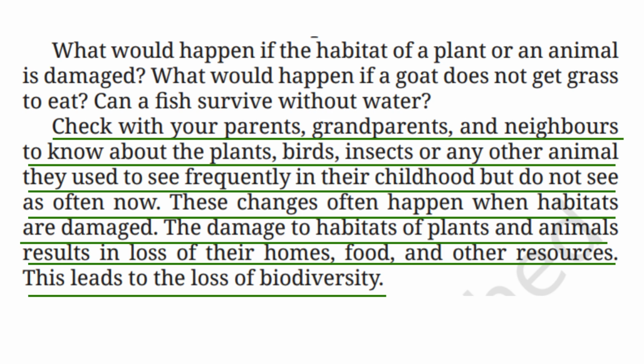The damage to habitats of plants and animals results in loss of their homes, food, and other resources. When the habitat of a plant or animal gets damaged, it loses its home, food, water, and shelter. This makes it difficult for them to survive. For example, if a goat doesn't get grass to eat, it will go hungry. A fish cannot survive without water, as water is its natural habitat.